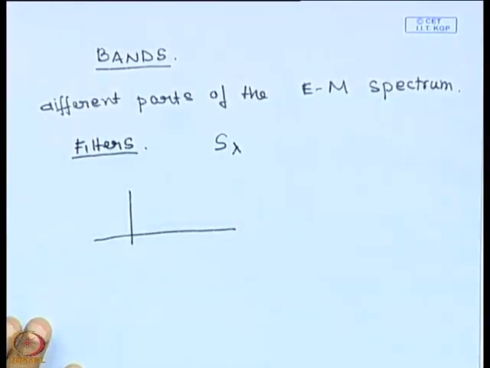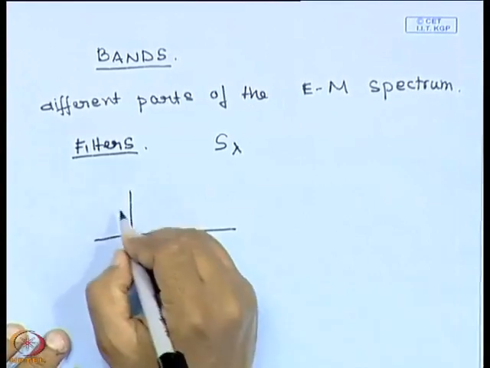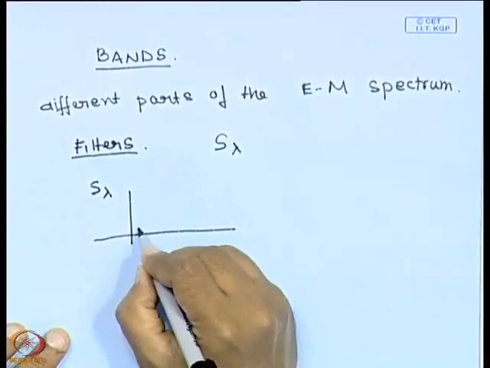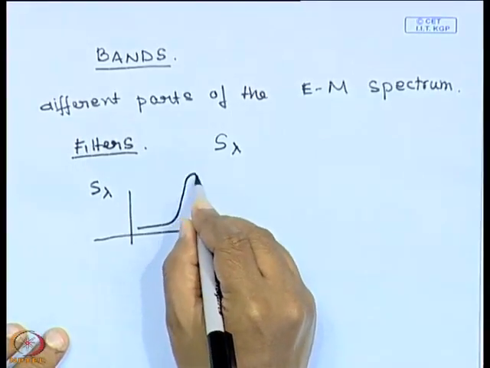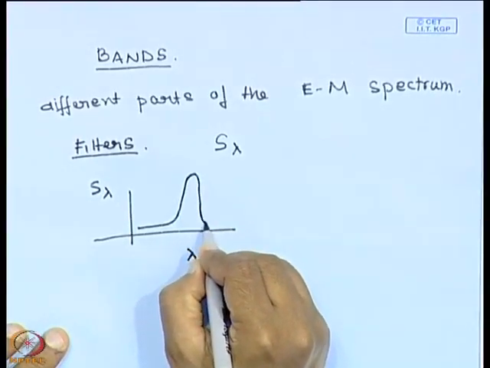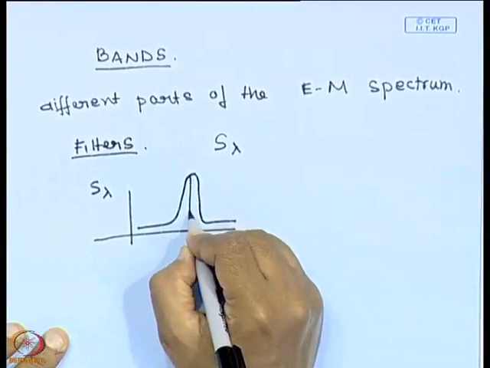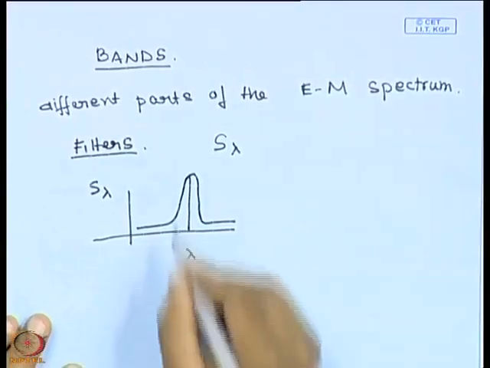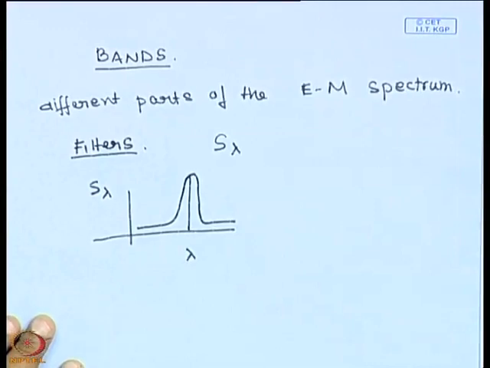So, if I am doing photometry in a certain band, and I tell you the flux or the apparent magnitude in that band, what we do is, at the end of the telescope before you measure the flux, you put a filter. A filter will only allow light of a certain range of wavelengths to pass through. That is what the filter does. So, this is a particular band, and you can have different band systems.